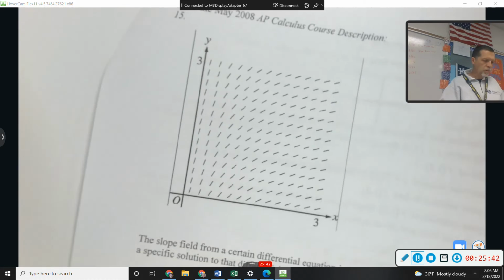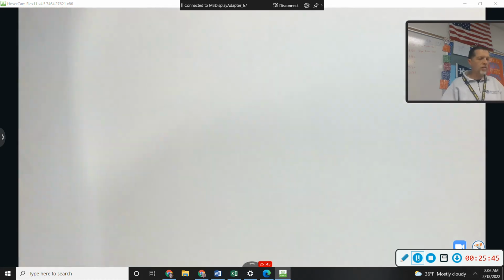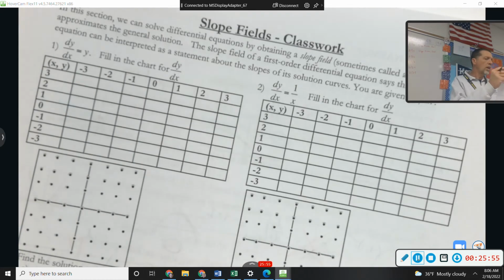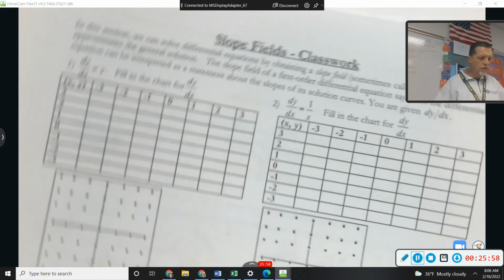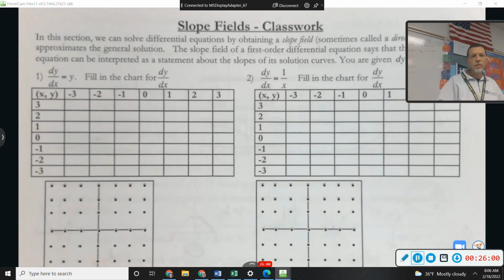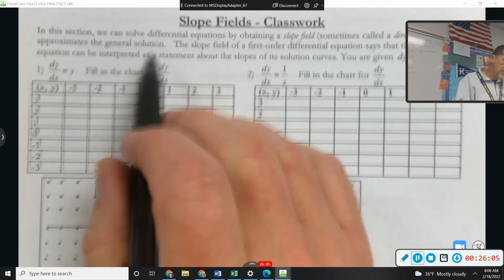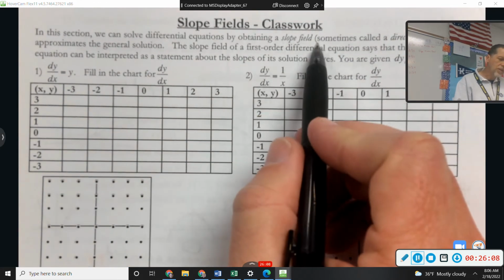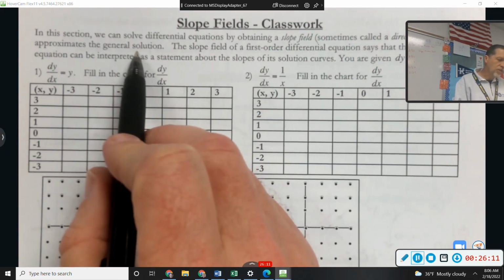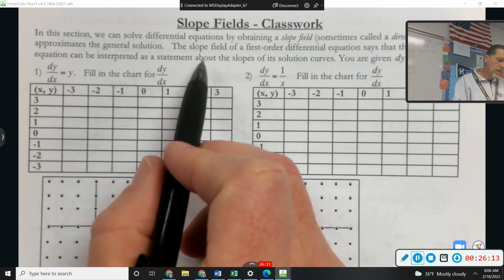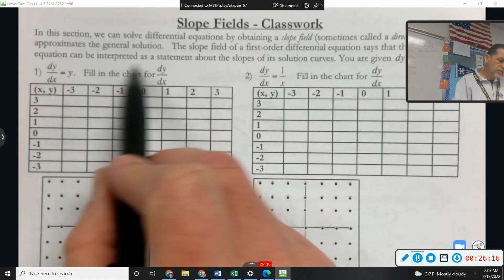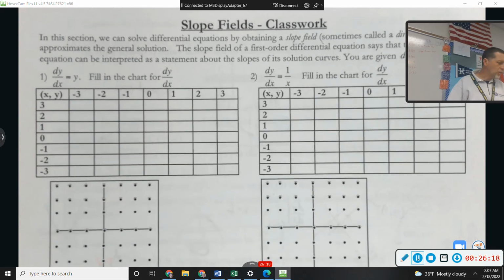All right, let's rewind back to the back of the first page as we jump all around here. One says Slope Fields classwork. We're going to build our own. Now instead of just kind of matching them up, we're going to draw our own slope field. In this section, we can solve differential equations by obtaining a slope field that approximates the general solution. We're not worried about the rest of that. Let's draw a slope field.